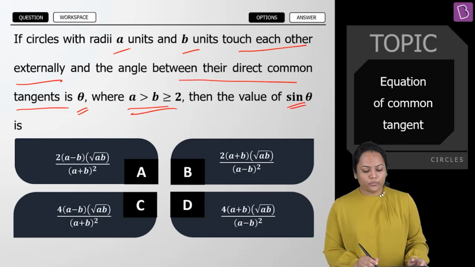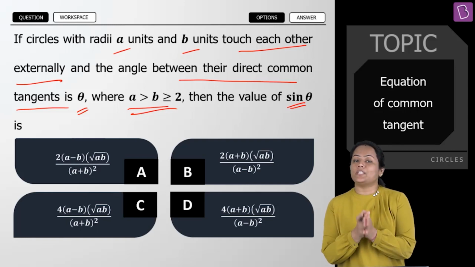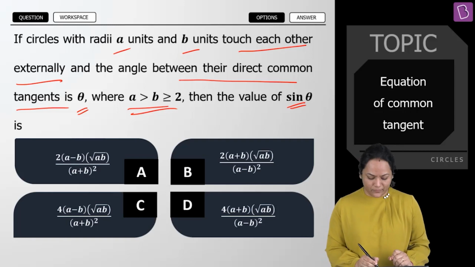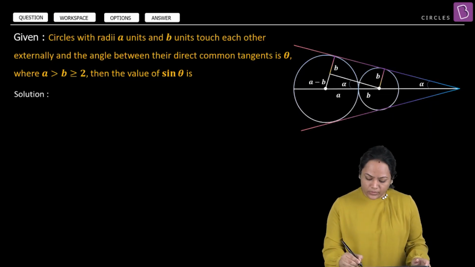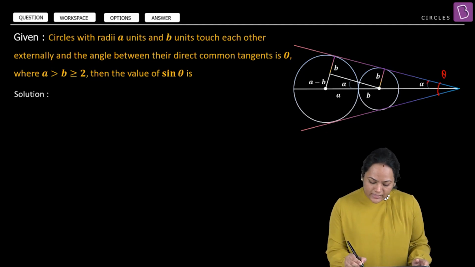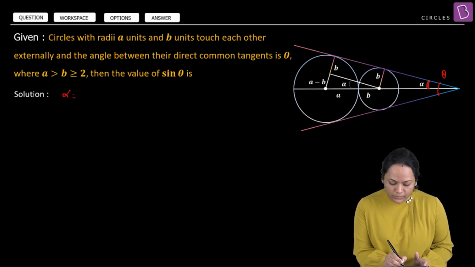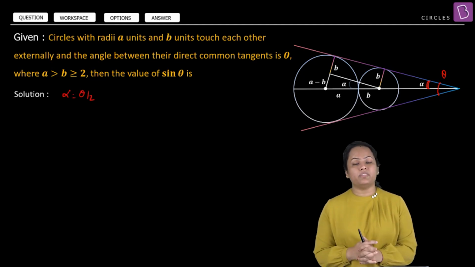Very well. So we know that if the circles touch each other externally, their direct common tangents will form some angle. In this case, it is given as theta, right? Now this entire angle is, let us say, theta with me. So I can say that half of it will be alpha, right? So alpha will be equal to theta by 2. This is my first relation.